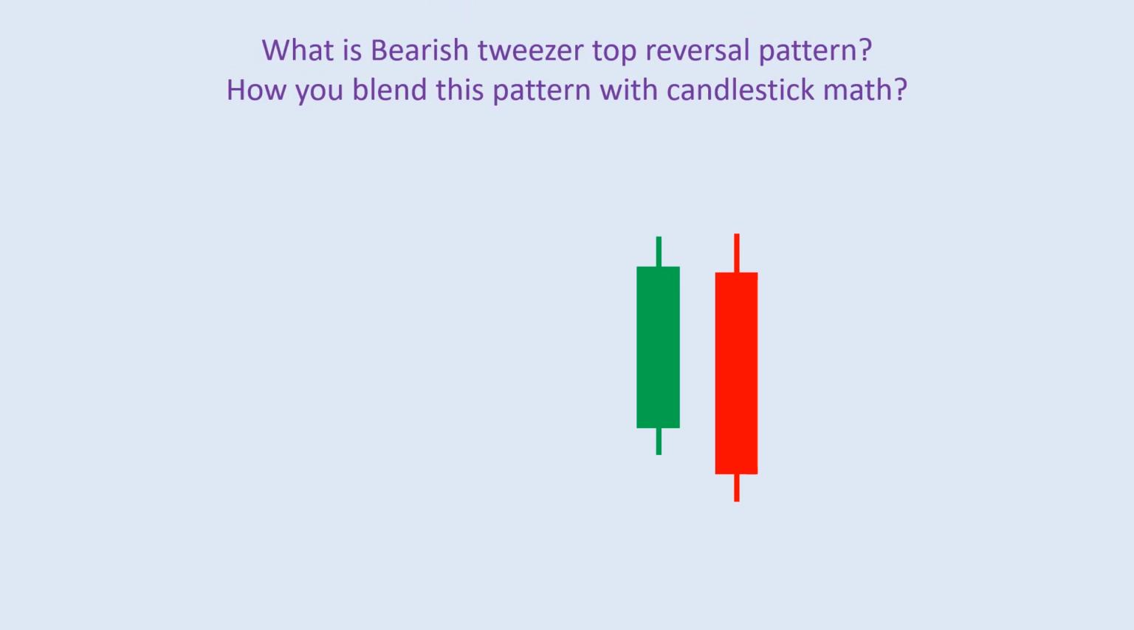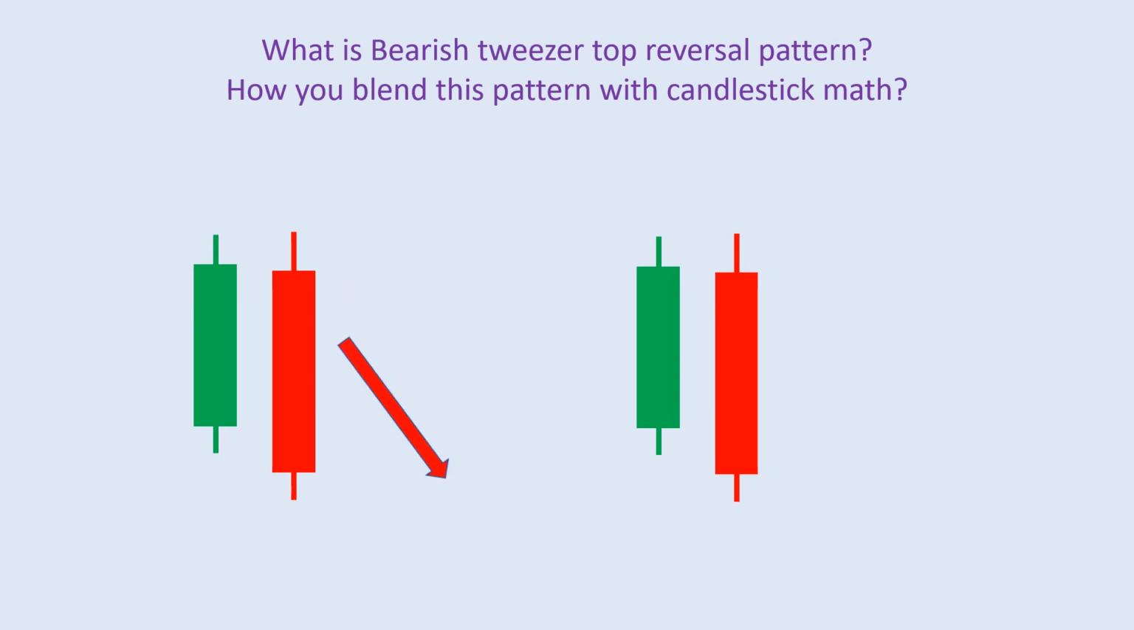What is bearish tweezer top reversal pattern and how do you blend this pattern with candlestick matte blending? Tweezer top consists of two candles. The first one is a bullish candle and the second one is a bearish candle, where the highs of the two candles occur at almost exactly the same level following an advance. If these two candles appear at the top of an uptrend, it suggests trend reversal from uptrend to downtrend.